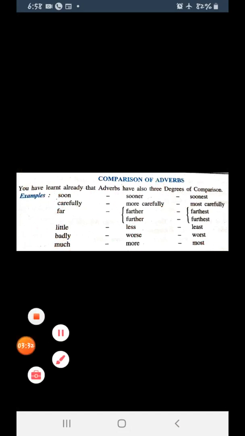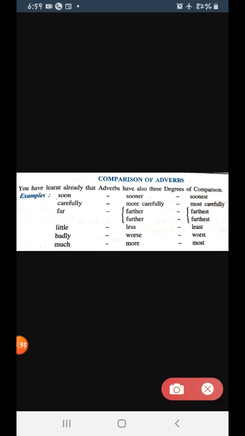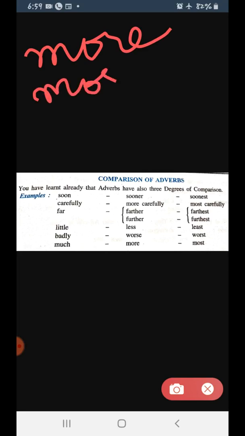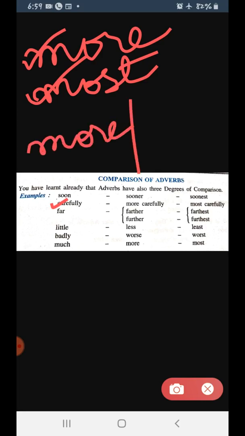And sometimes it is done by adding more and most. Like suppose if we have to talk about careful, we will use more careful and most careful. So here we add more and most.